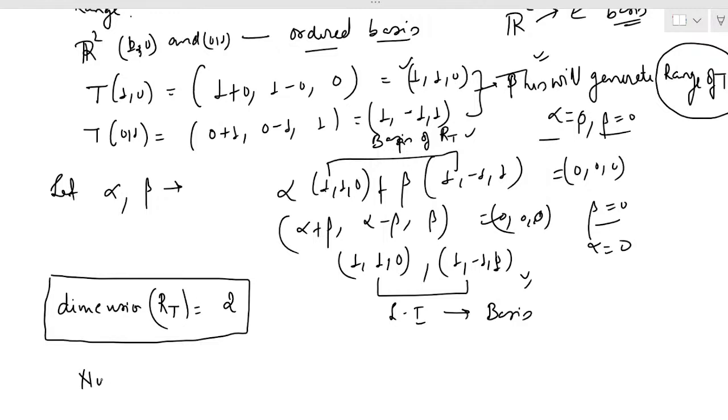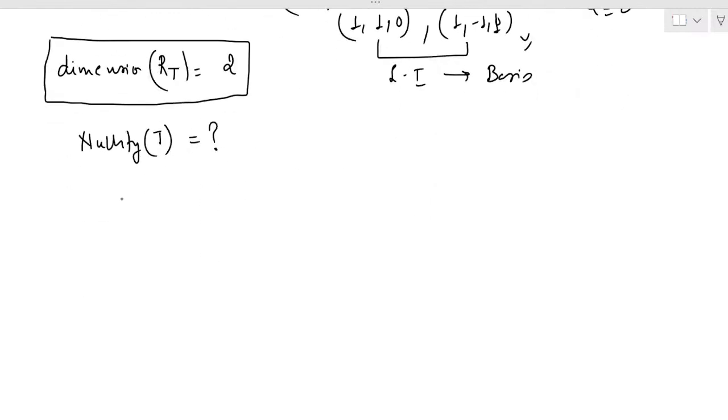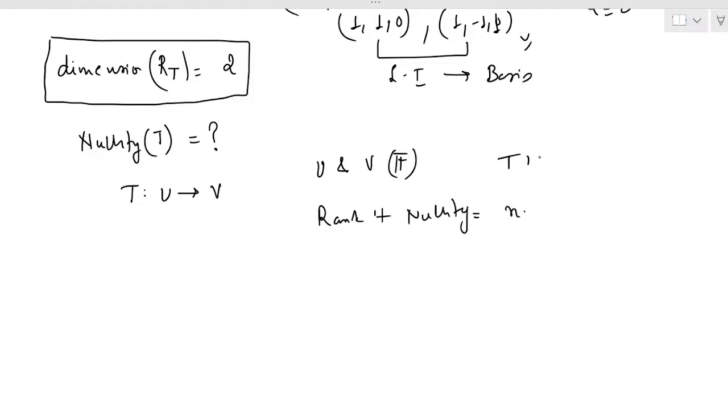What do you think the nullity of T would be? Understand, I have already stated that if you are defining a linear transformation from U to V, where U and V are vector spaces over field F, then rank plus nullity is equal to n. If I am defining a linear transformation T from U to V, then rank of T plus nullity of T is equal to n. And what is n? n is the dimension of the domain.